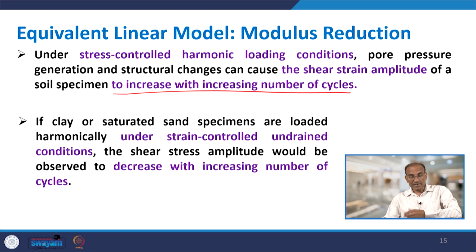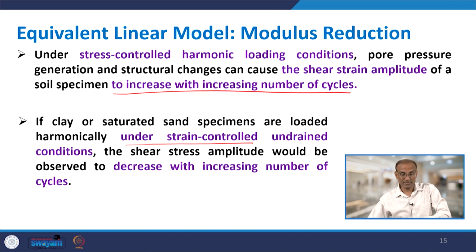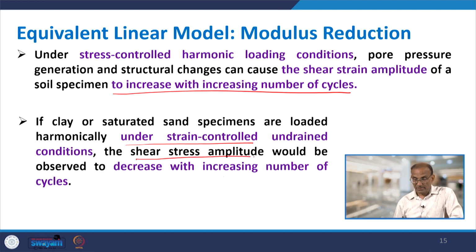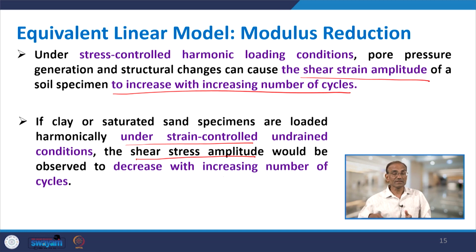But on the other side, under a strain controlled test, where you put the limit on the maximum value of strain, under undrained condition there will be development of pore water pressure, and the shear stress amplitude would decrease with increasing number of cycles. So, in stress controlled it increases, while in strain controlled it decreases. But in strain controlled it is shear stress amplitude, while in stress controlled it was shear strain amplitude. So both are opposite. Here we consider how shear strain amplitude varies in the first, while in the second how shear stress amplitude varies.